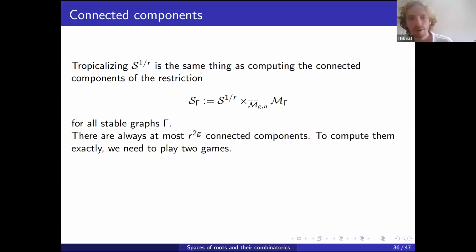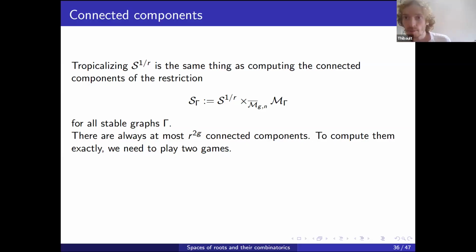So, first couple of remarks. Of course, because S gamma is always a cover of M gamma of the same rank, R to the 2G is the absolute maximum number of connected components I could ever have, and there's probably a lot less. That's my number of roots, and two roots are in the same connected component if and only if they can be exchanged by the monodromy action of M gamma.